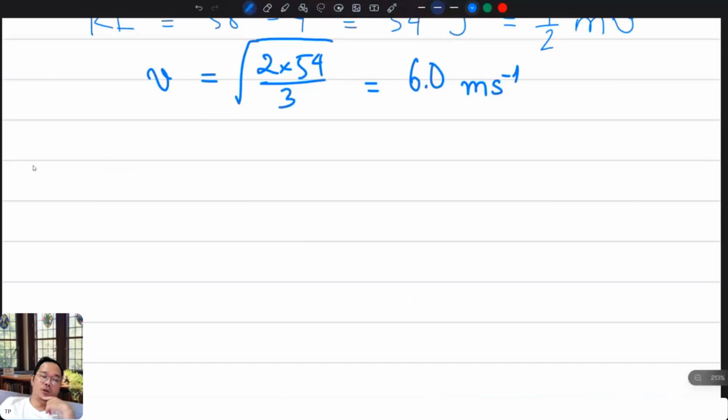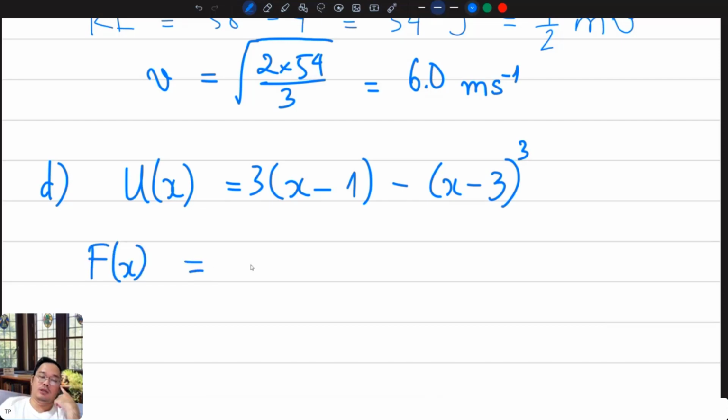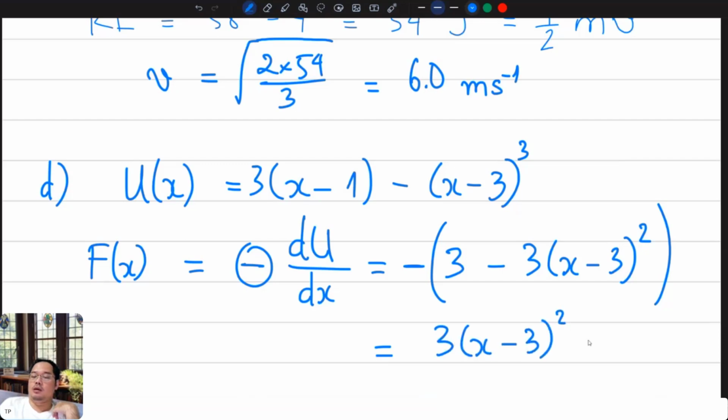Again, the formula of the U, question D: U of x is x minus 3, x minus 1, 3 times, minus x minus 3. And the force variation with position is minus the differentiation of U with respect to x. Taking this differentiation again, that is 3 minus 3 x minus 3 square. That's it. This is a quadratic function, and the minus sign in front of it, so we need to put the minus sign here. Okay. And the final result is 3x minus 3 square minus 3.